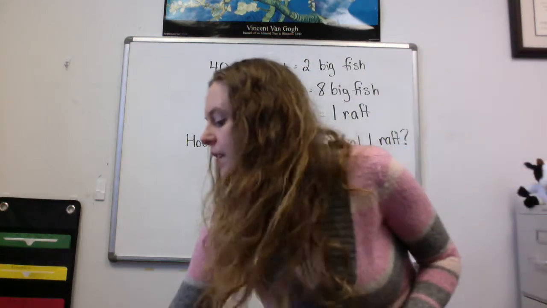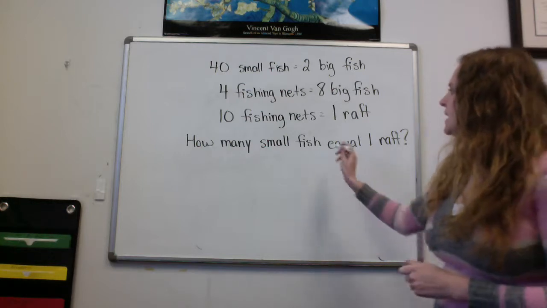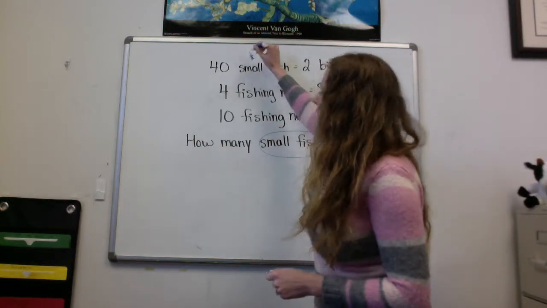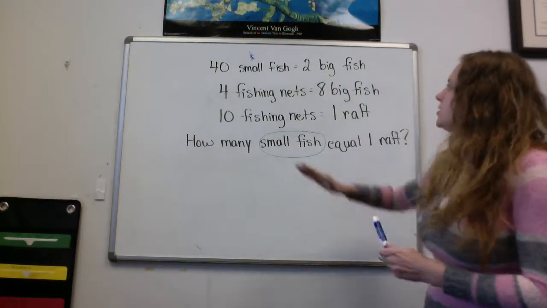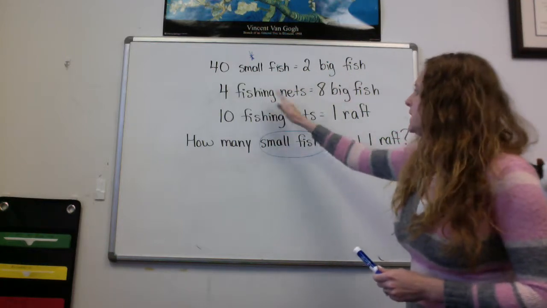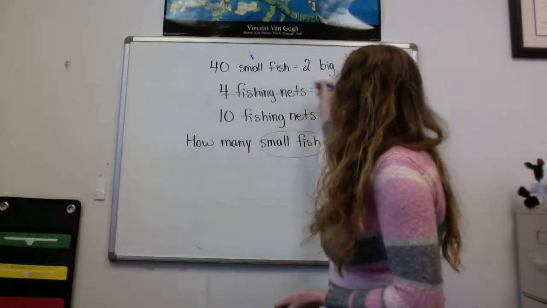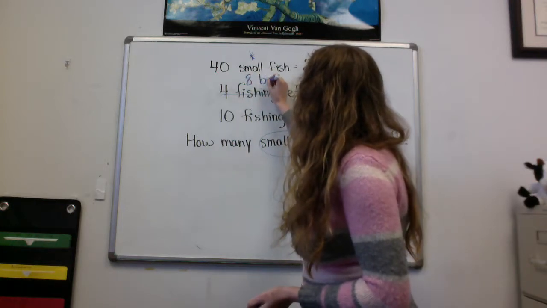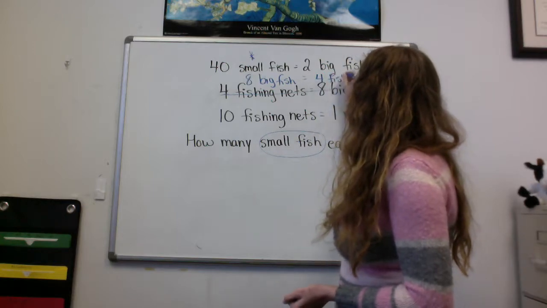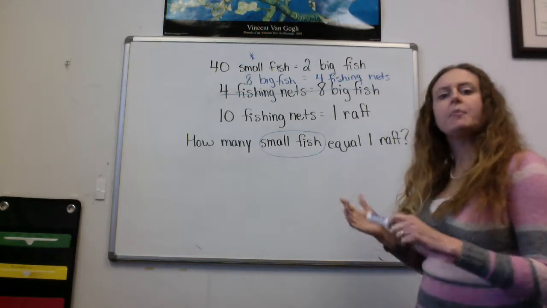The first thing I need to do in order to set up a ratio is to see what my pattern is. I wanted to compare small fish. So I'm starting my pattern right here with my small fish. So is small fish compared to big fish? That means I need to compare big fish to fishing nets, not the other way around. So I'm going to write this as 8 big fish are equal to 4 fishing nets.